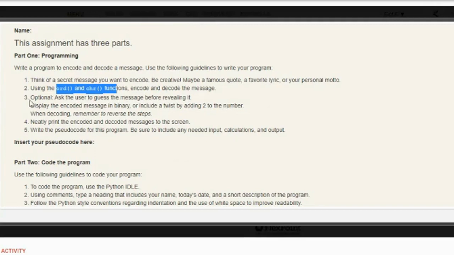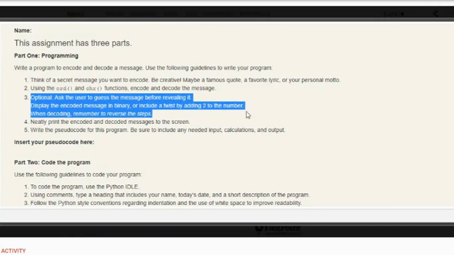And here's some optional stuff. Number 3 is totally optional. You do not have to do any of these unless you'd like to. You can have the user guess the message for reviewing it. Input, what do you think the message is? All right. You can display the message in binary if you want. That's an option. You don't have to do that. We're just talking about ASCII and then decoded to where we can read it.